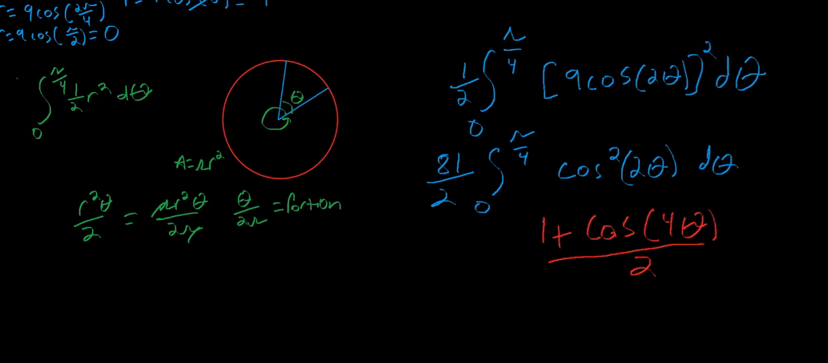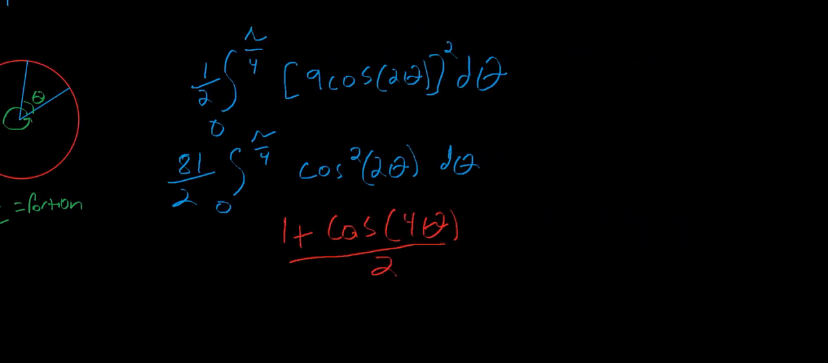Now I can add my other stuff, and I have my integral 81 over 2, and this is all d theta as the integral goes. Theta goes from 0 to pi over 4.